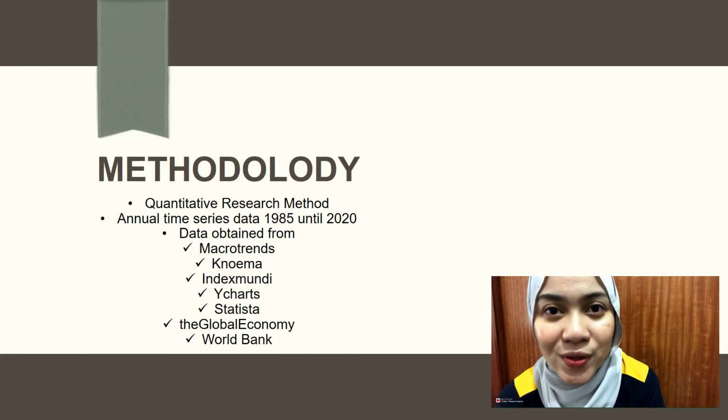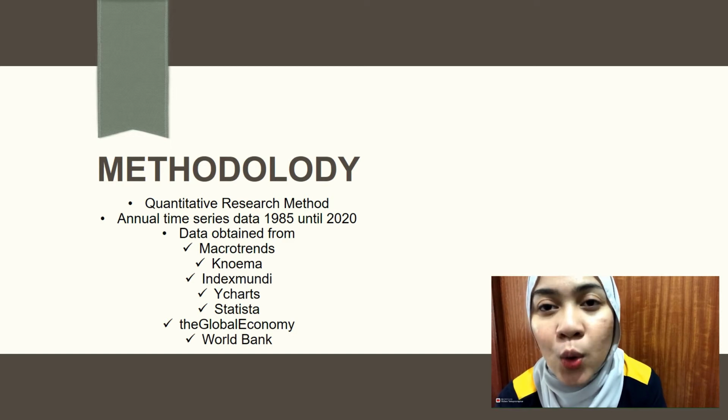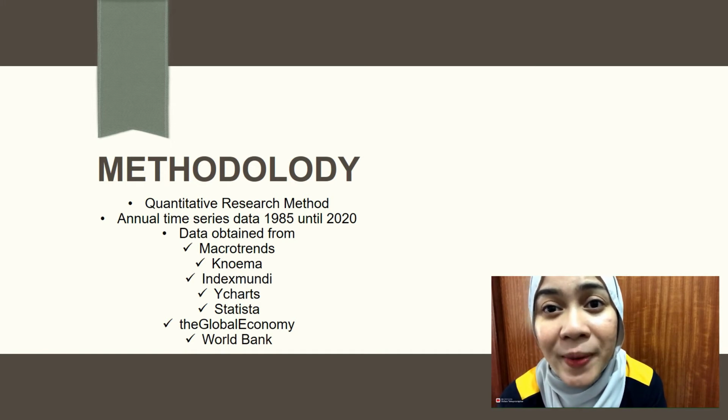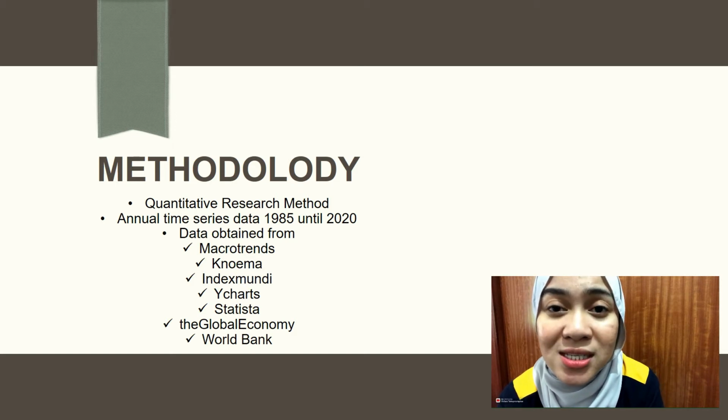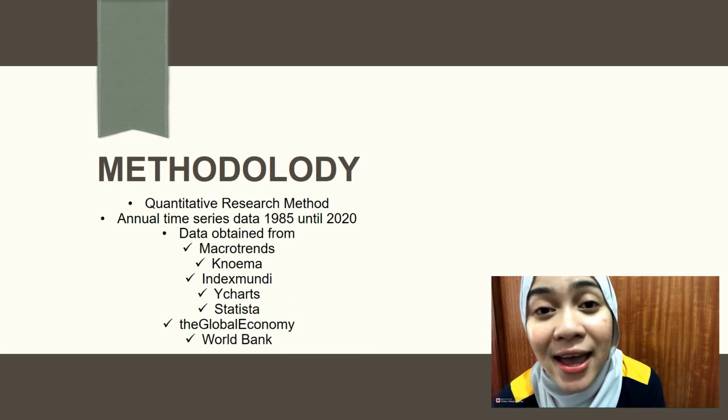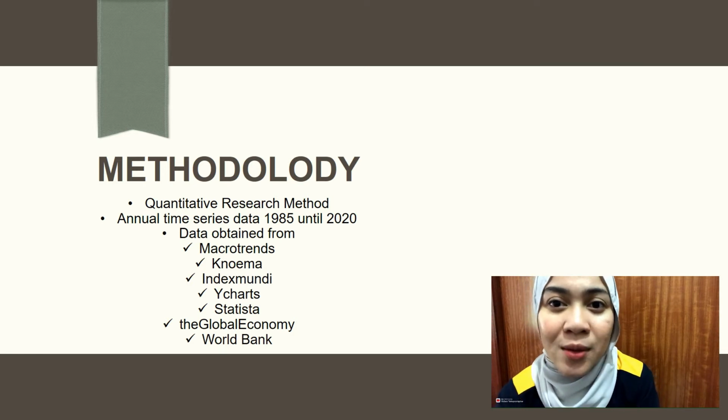Next is methodology. The method that we use in this study is the quantitative research method. Quantitative research explores the relationship between variables, using a variety of statistical and graphical methods to be calculated numerically and analyzed. The data used is annual time series data from 1985 until 2020, which consists of 35 observations. The data obtained are from Microtrend, Kioma, Index Moodin, Y-Chart, Statista, the global economy, and also World Bank.